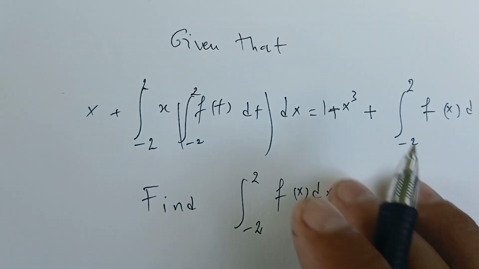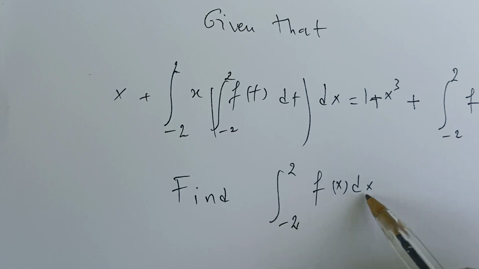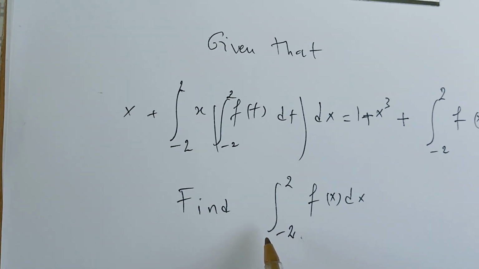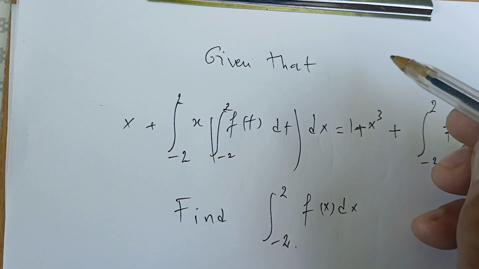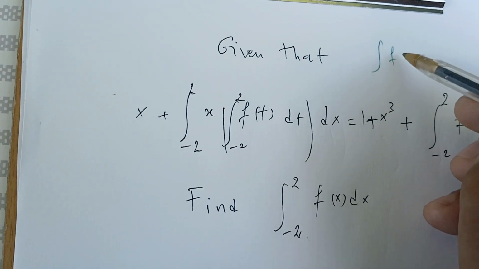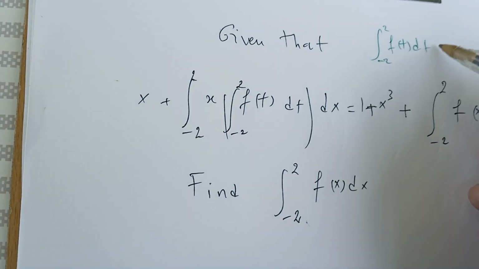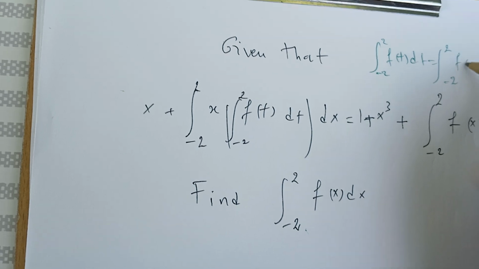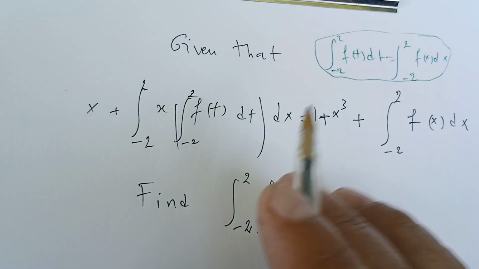In this video, we're going to try to find the integral of f of x dx between -2 and 2. The key idea here is that the integral of f of t dt between -2 and 2 is the same as the integral between -2 and 2 of f of x dx. This is one idea to solve this problem.